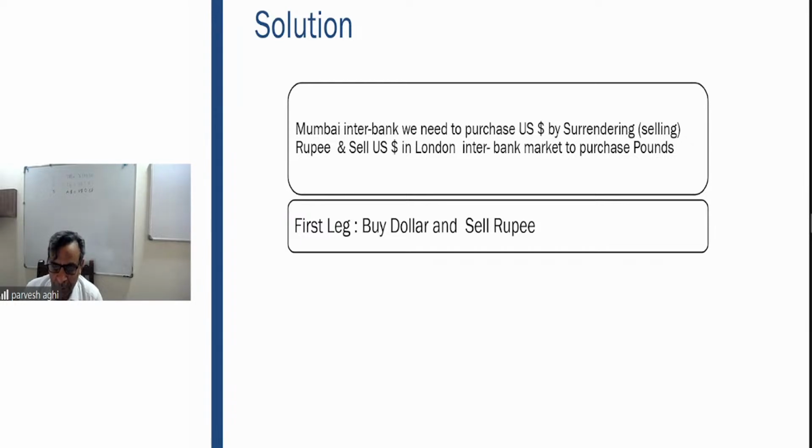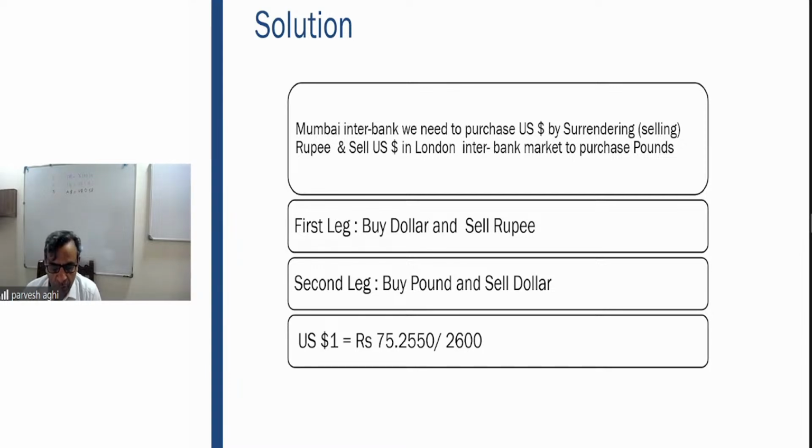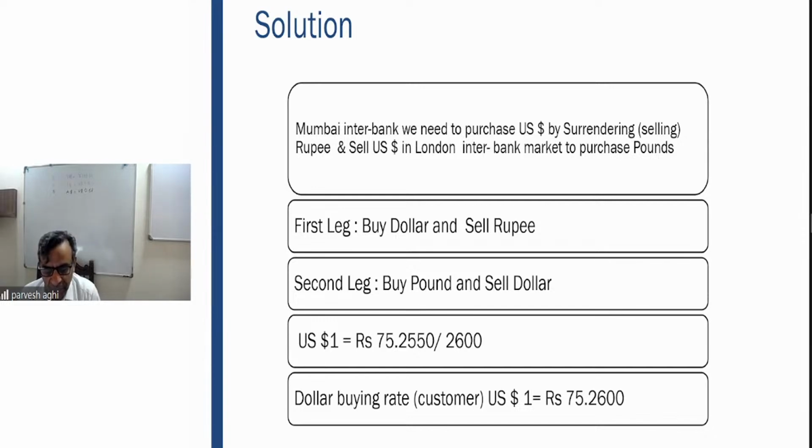So I know what should be the price of a pound in terms of rupees. So first I need to buy a dollar and sell my rupees. Second, I'll buy a pound and sell my dollar. So this is what I have to do. Okay, fine. So I have $1 is equal to 75.2550, so what is the buying rate? 75.2660. This is the buying rate.